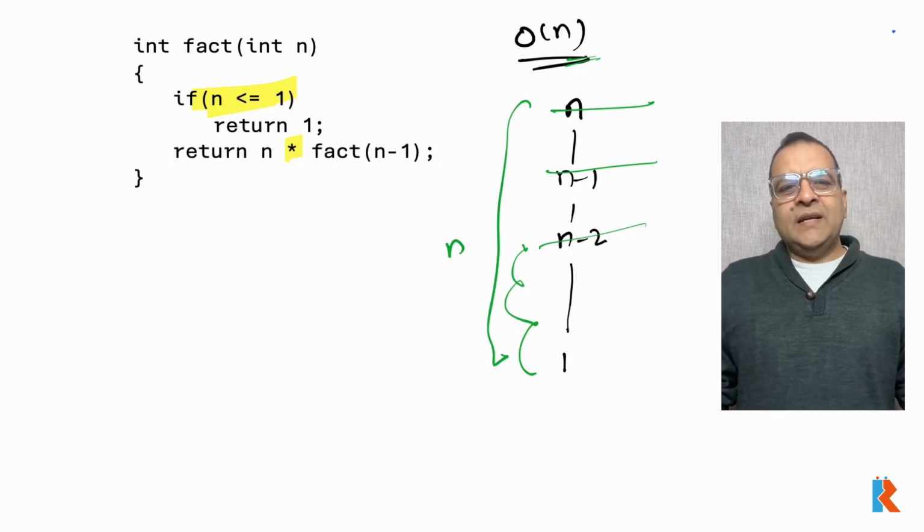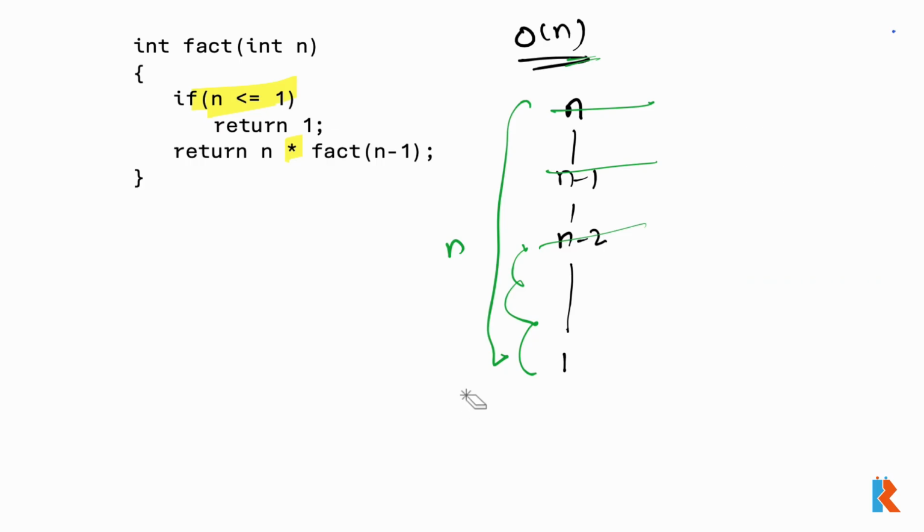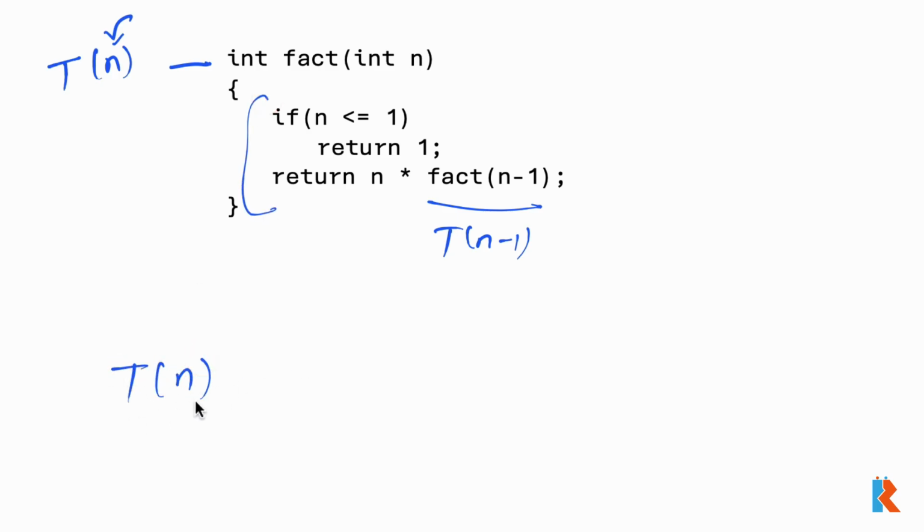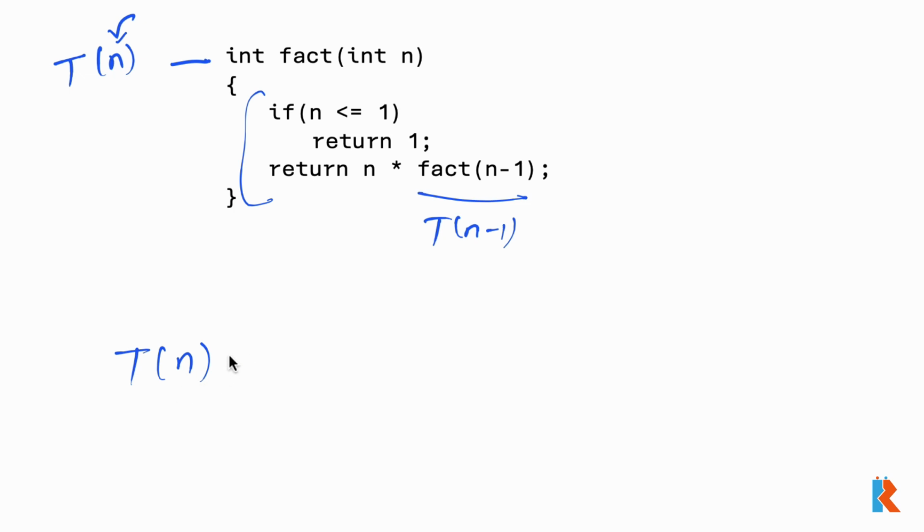Here we want to represent the time taken by this function in terms of a mathematical equation. Let's say the time taken by this function is represented by the function T. So T of n represents the total time taken by the fact function for input parameter n. Therefore fact of n minus 1 will take T of n minus 1 time. And because this function takes constant time, we can say that T of n, the time taken by the factorial function for input n, is equal to the time taken by the same function for input n minus 1 plus some constant time, which is big O of 1.